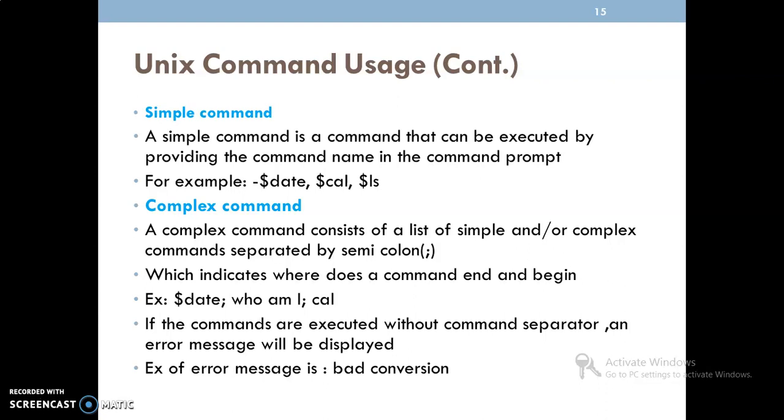Next, the complex command. A complex command consists of a list of simple or complex commands separated by a semicolon, which means that in the command prompt we are executing multiple commands separated by semicolons. For example, the date command, separated by a semicolon, then one more command, whoami, again separated by a semicolon, then one more command, cal. When this kind of structure exists in the command prompt, we call it a complex command.